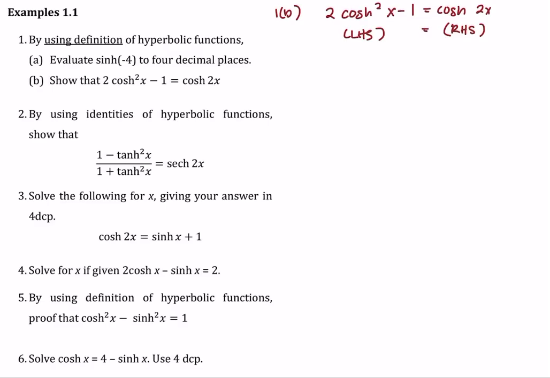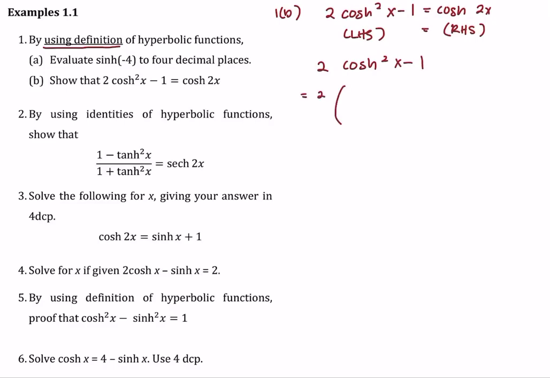So from here we can start with left hand side, or we can start with right hand side. For example, in this case, I want to start with left hand side. Now we need to use the definition. Still, we have the same question here. By using definition, we need to prove it. So 2 cos squared x minus 1.